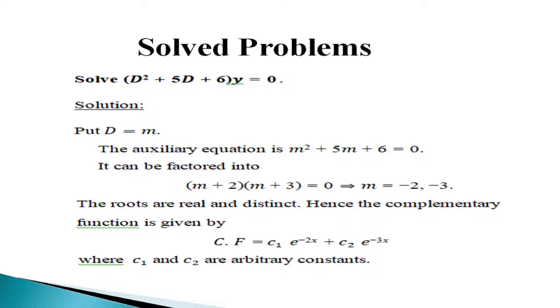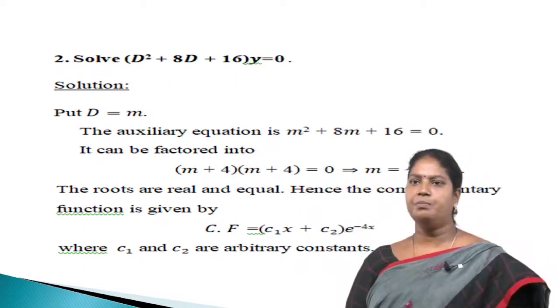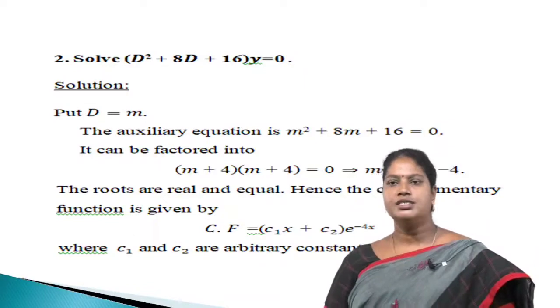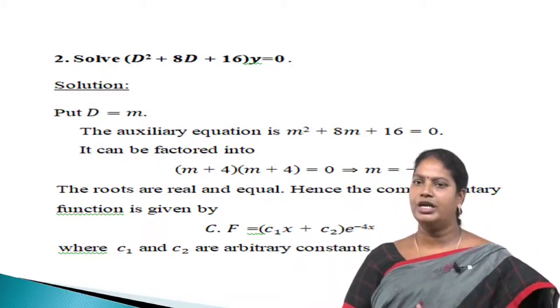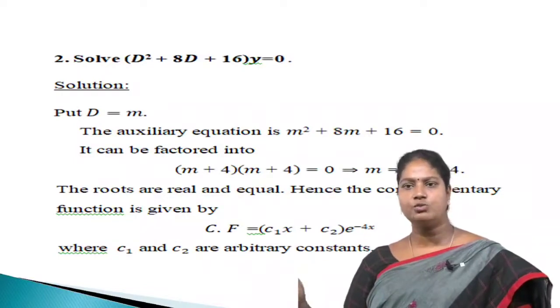In this case, the complementary function is given by CF is equal to C1 into e power minus 2x plus C2 into e power minus 3x, where C1 and C2 are arbitrary constants. So next problem, (capital D square plus 8D plus 16) into y equal to 0. Similarly, as in problem 1, here also we replace the capital D by small m.